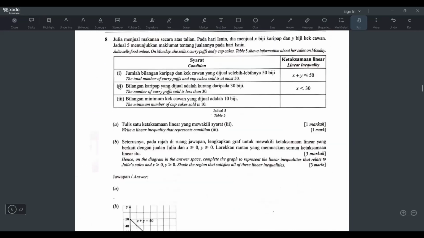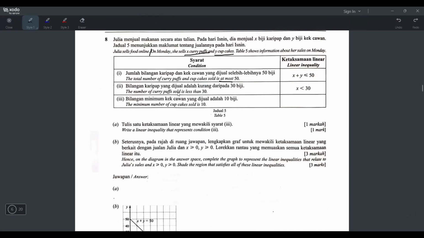Okay, I'll continue to question number 8. So let's read the question. Julia sells food online. Okay, on Monday she sells X curry puff and Y cupcakes. So X represents number of curry puff, Y represents number of cupcake. Table 5 shows information about her sales on Monday. Number 1, total number of curry puff, which is X, and cupcake sold is at most 40. So X plus Y at most, smaller or equals. So dia sudah tulis, betul lah.